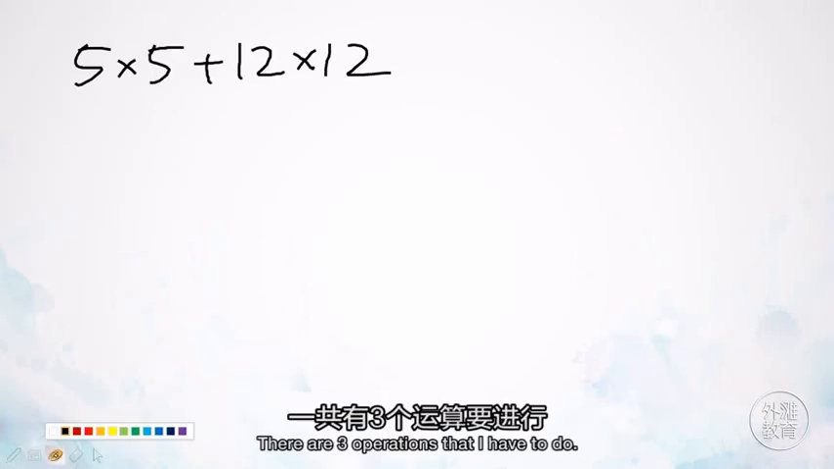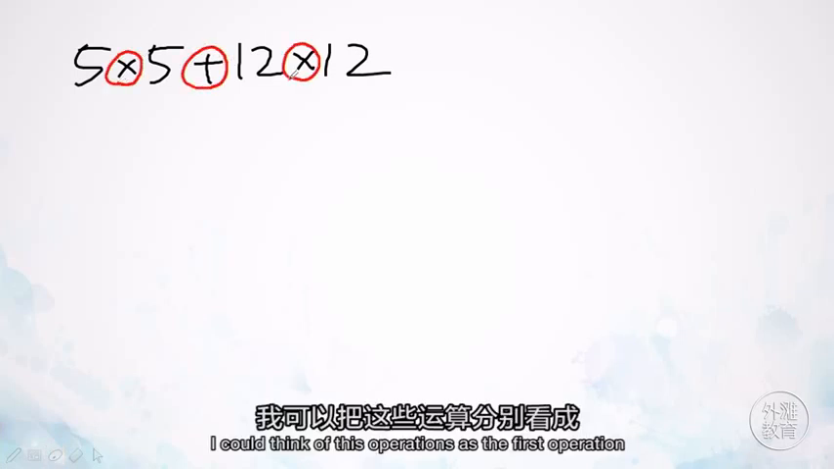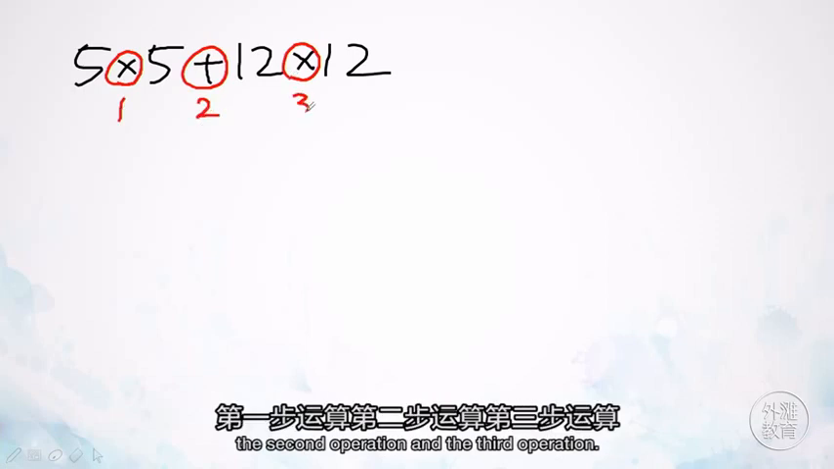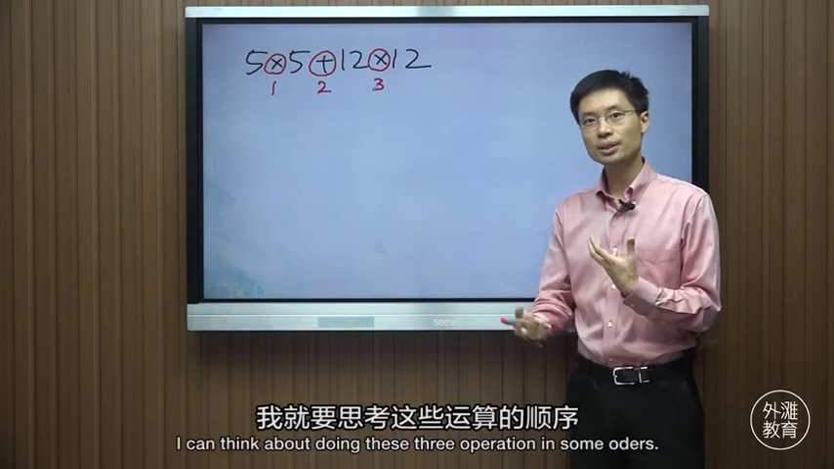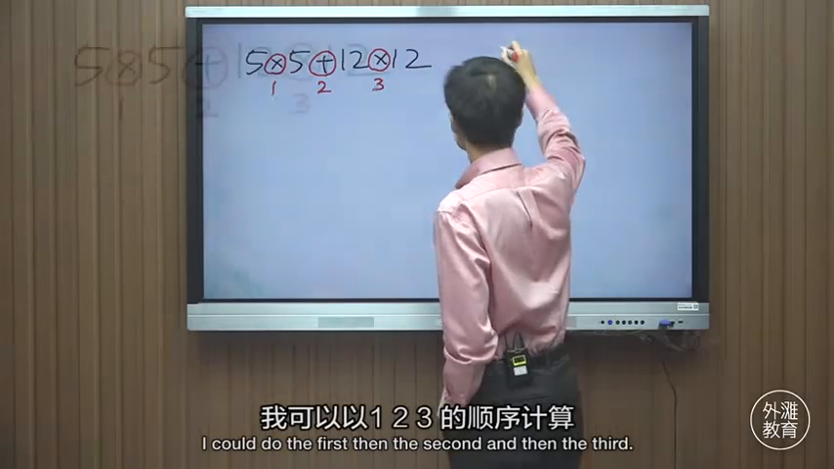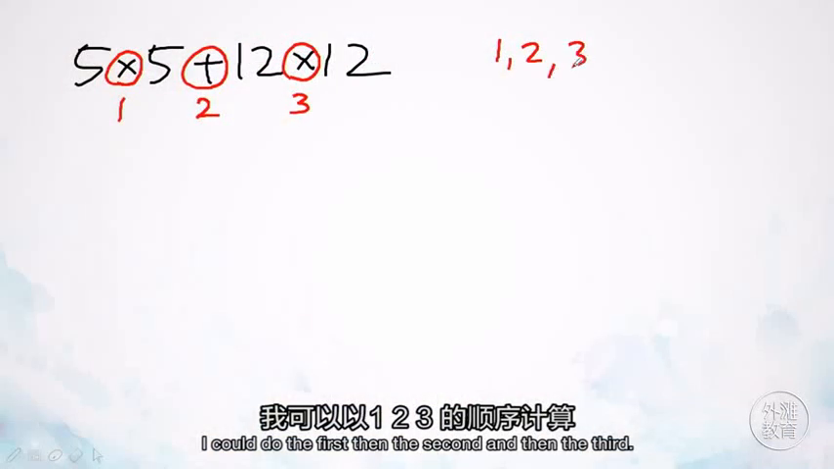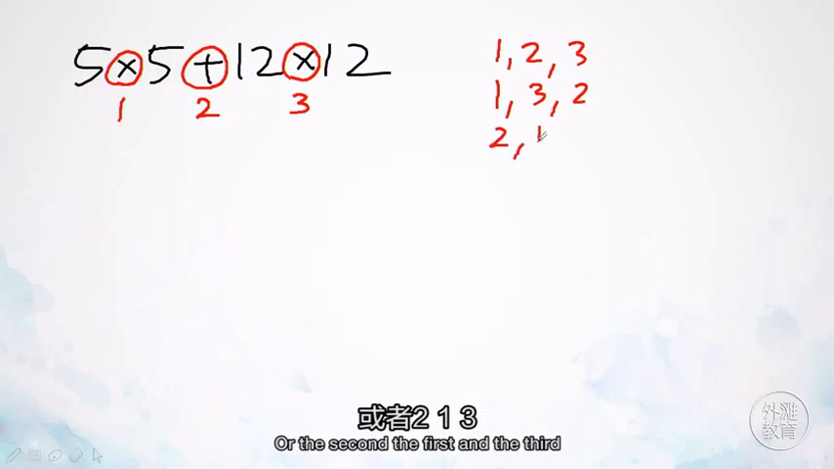There are 3 operations that I have to do: a times, a plus, and a times. I could think of these operations as the first operation, the second operation, and the third operation. And so really what's going on is I can think about doing these 3 operations in some order. I could do the first and then the second and then the third. Or I could do the first and then the third and then the second. Or the second and then the first and the third. Or the second and the third and the first.